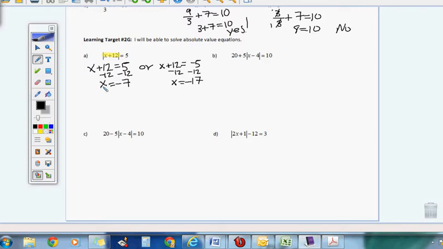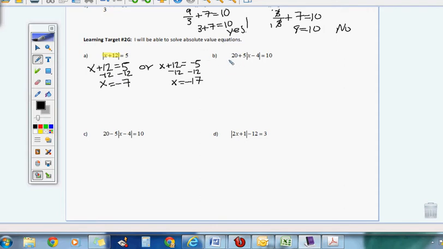Well, here's the cool part. You can plug those in. I mean, if I took negative 7 plus 12, that's that 5 we were talking about. If I take negative 17 plus 12, there's that negative 5 we were talking about. And if you take the absolute value of both of those, we will get 5. All right.